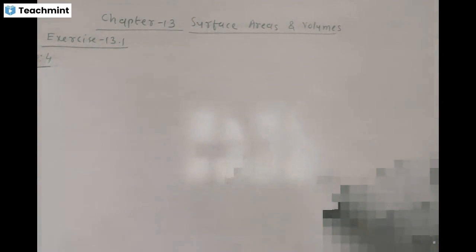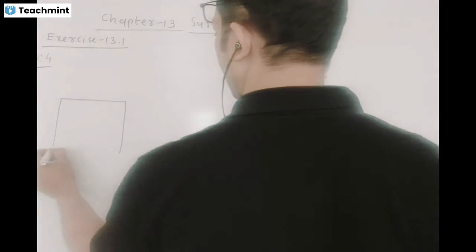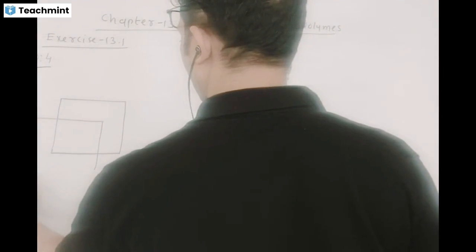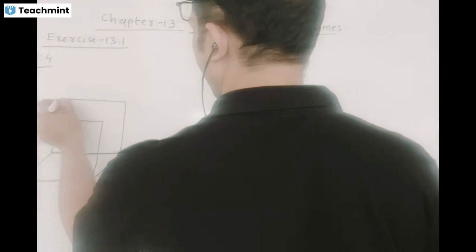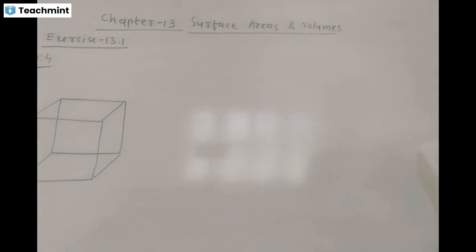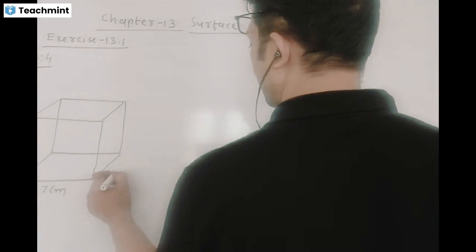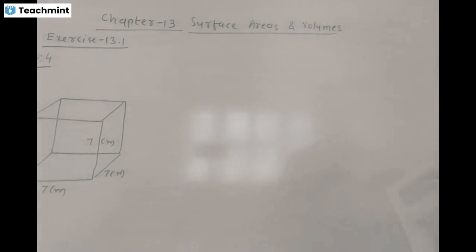Question number 4. A cubical block of size 7 centimeter is surmounted by a hemisphere. A cubical block surmounted by a hemisphere. The edge is 7 centimeter. Length, breadth and height are 7 centimeter.